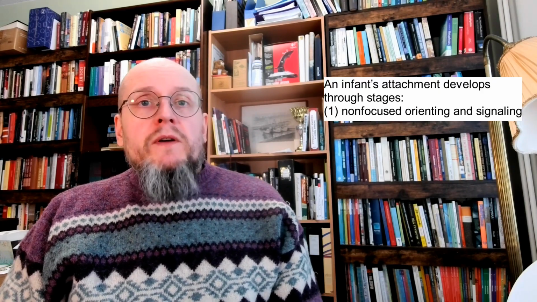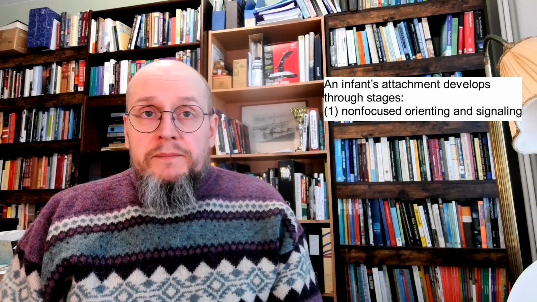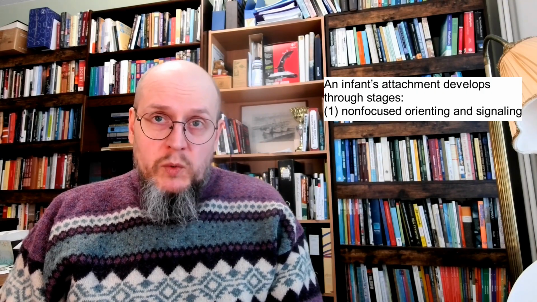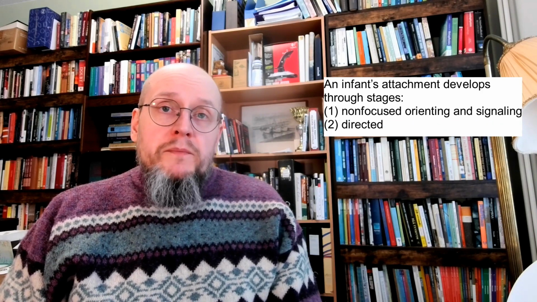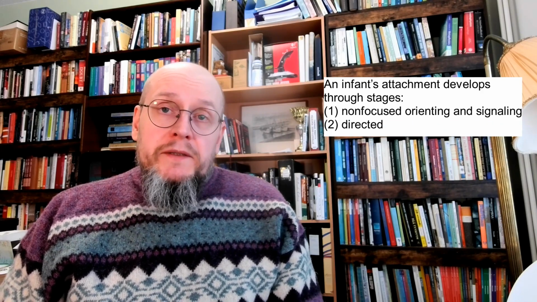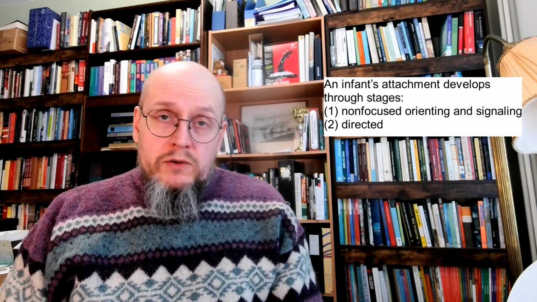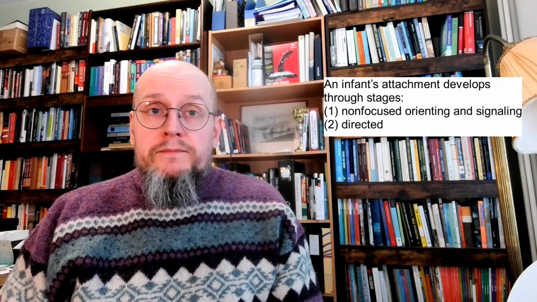According to Bowlby, the infant's attachment develops through 4 stages. In the first stage, up to the first 3 months, babies are non-focused orienting and signaling, meaning that they signal to anyone and everyone around to get what they need. After this, to 6 months, babies are more directed, focusing on a smaller number of people to direct their course to. They are also less responsive to unfamiliar people.